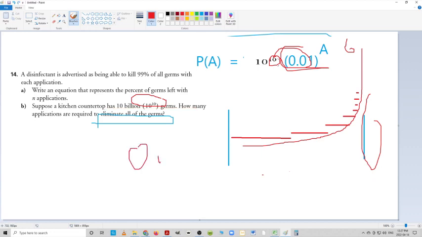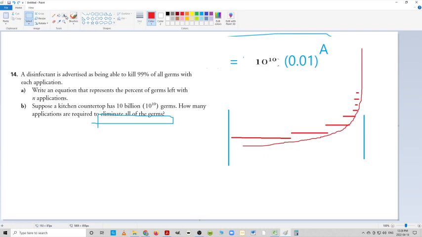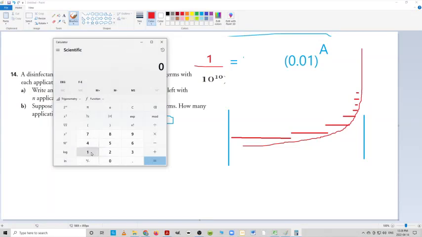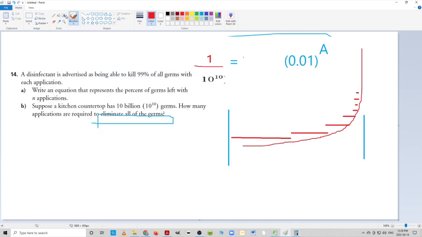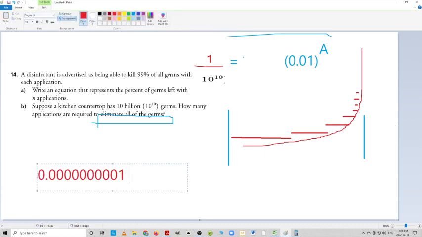Now, if you consider anything less than 1 dead, then we could do this. When will this formula be equal to 1? Because any application beyond that will kill the last germ, right? So we just start by dividing both sides by this. And when I do this, I get into a weird decimal. So 1 divided by 10 to the power of 10, and get into this long decimal like this. So essentially, when will this be equal to this?